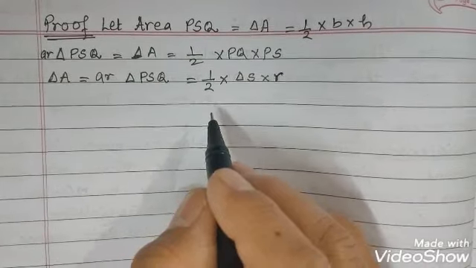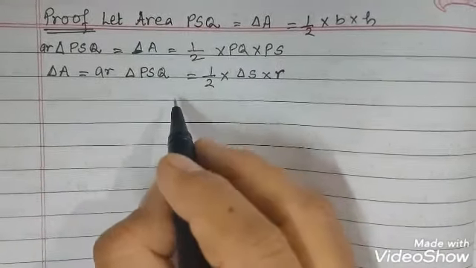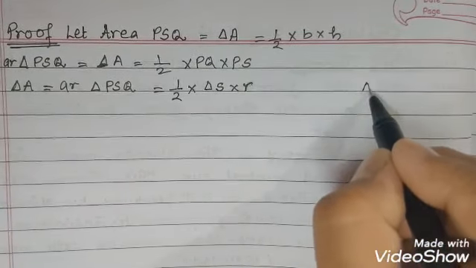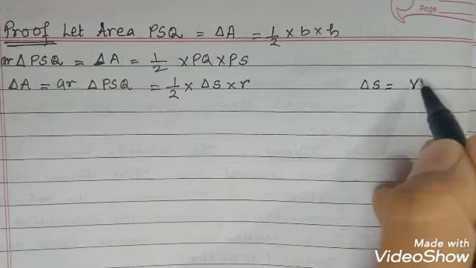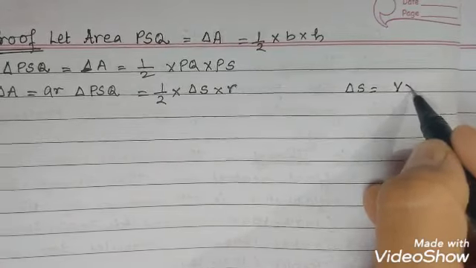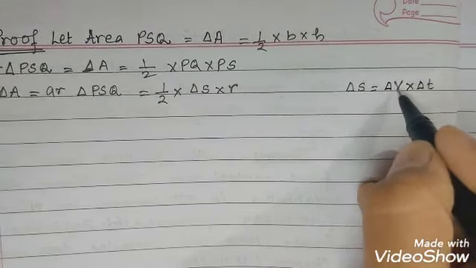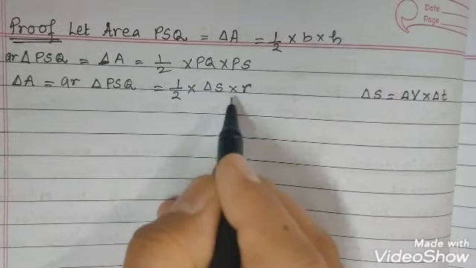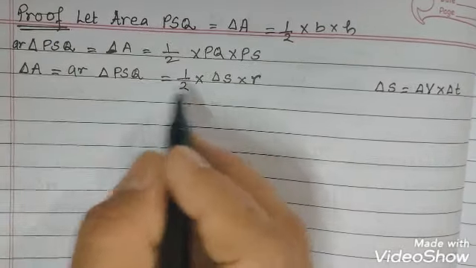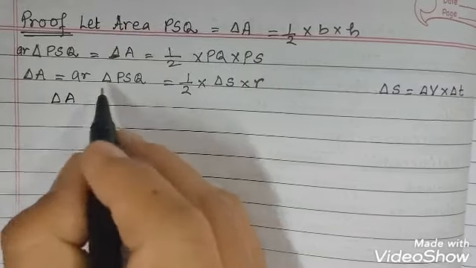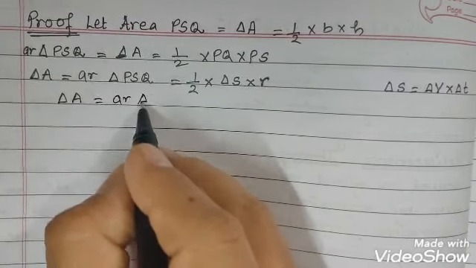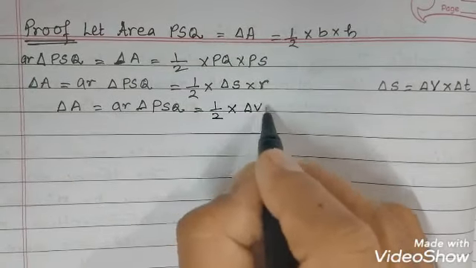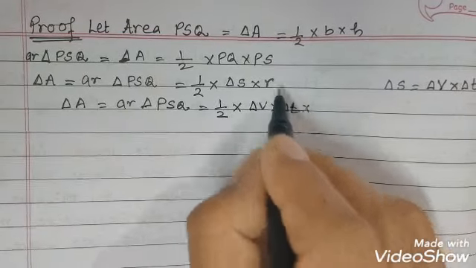Okay, now what we'll do, we'll just divide this equation with the small time interval, or we can replace del S, that is the displacement, by the velocity into time. So we'll write here velocity into time, a small del V into time here. This way also we can do, or either we'll just divide with del T, and then also we'll find the same thing. So del A, which is equal to area del PSQ, is now equal to half, replace del S with del V into del T, and this is R here.